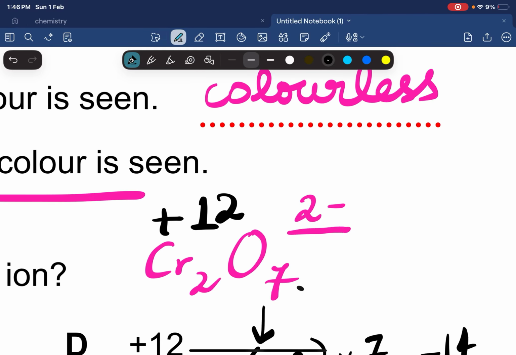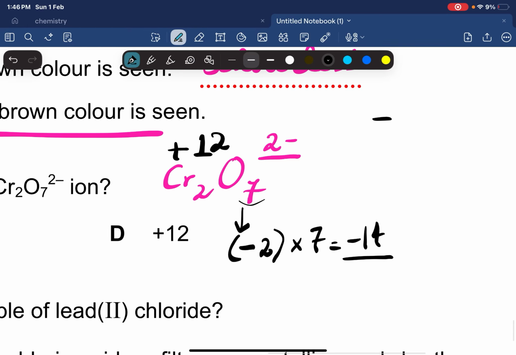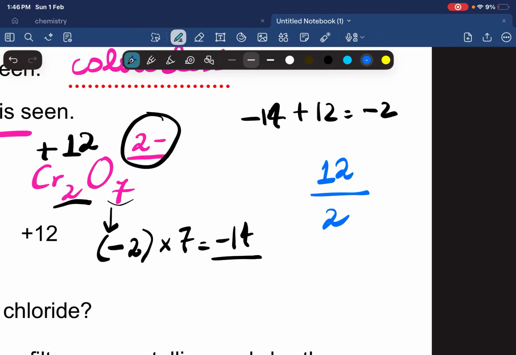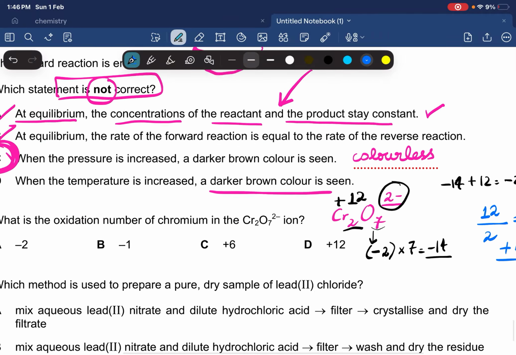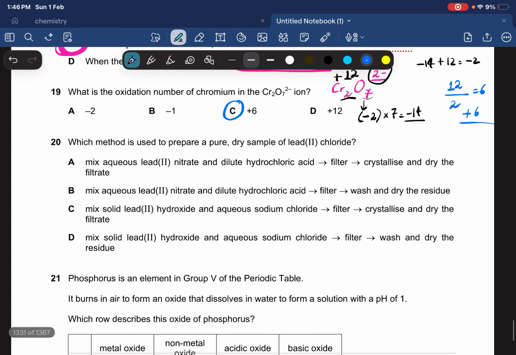Why? Because this oxygen total has a negative 14 charge, and negative 14 and positive 12 is going to give me an answer of negative 2, and I need an answer of negative 2. Now, since my 2 chromiums have a charge of positive 12, 1 is going to have a charge of 12 divided by 2, which gives me a positive 6 charge for 1 chromium. So it's going to be a positive 6. I guess that's fairly easy.